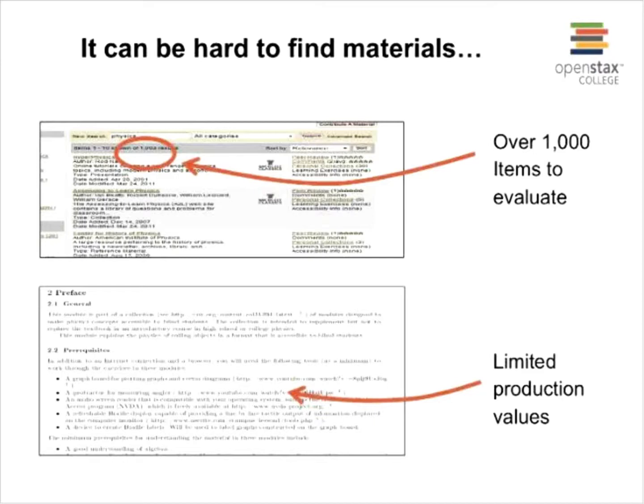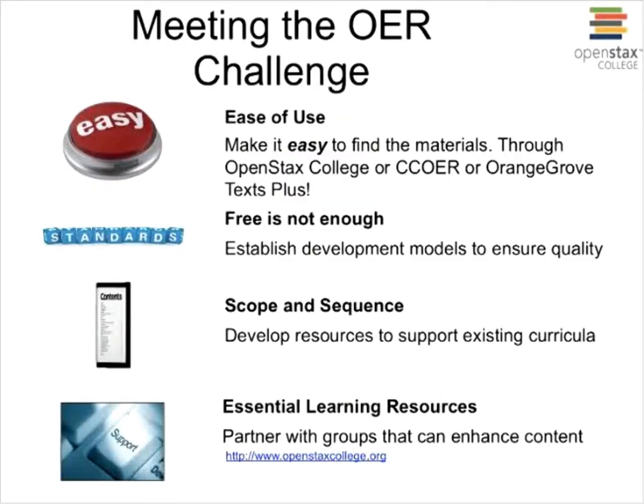For example, we recognize that it can be difficult to find materials. If you do a site search on, this is from Merlot, but Connexions would be the same thing, if you type in physics or college physics, you get over 1,000 items to evaluate. And when you find something, it might have limited production value, which would be great if you're very familiar with the subject matter, but for students, that could be a limiting factor. And so we wanted to meet the OER challenge.